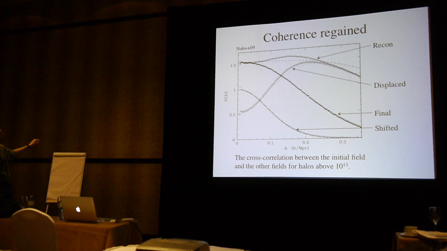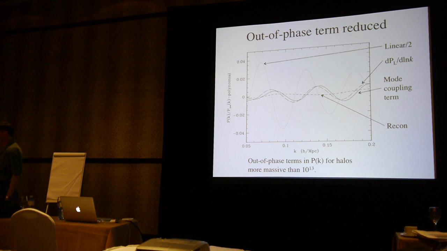But this is what happens in the final field. You see this decoherence as the correlation between the initial and final fields drops away. And this is the reconstruction. Here it is in the simulations. Here it is in the analytic theory, so they differ a little bit. But they both agree that the reconstructed field is much better tracing the initial field than the final field. And you can even understand to some extent what's causing these differences in this theory. And then this out-of-phase term is also reduced. You have to stare at the equations a little bit to convince yourself of that.